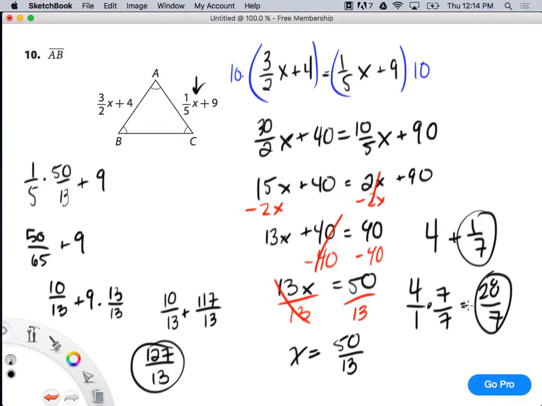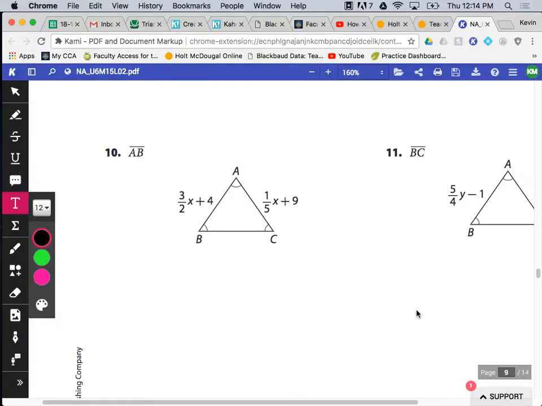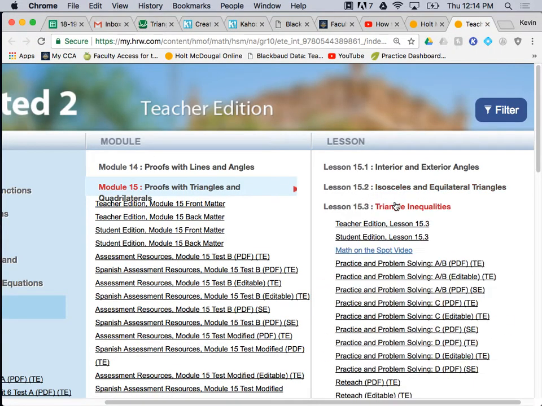Can you just divide 10 by 13 and get a decimal and add that to 9? Sure, but your answer won't be as accurate. Does that make sense? Yeah. Okay. All right. So that's that for that part. Now we're going to move forward into our new lesson, which is lesson 15.3.